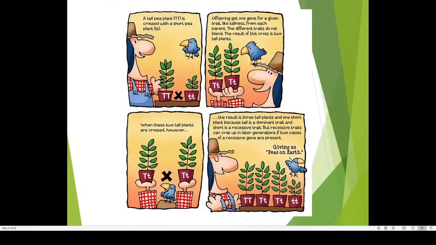But since it's already the second generation, because they're the offsprings of their parents, if they breed together, since they already have a tall and a short trait, with short being recessive and tall being the dominant one, if they have four offsprings, the majority of the offsprings will get the dominant trait.